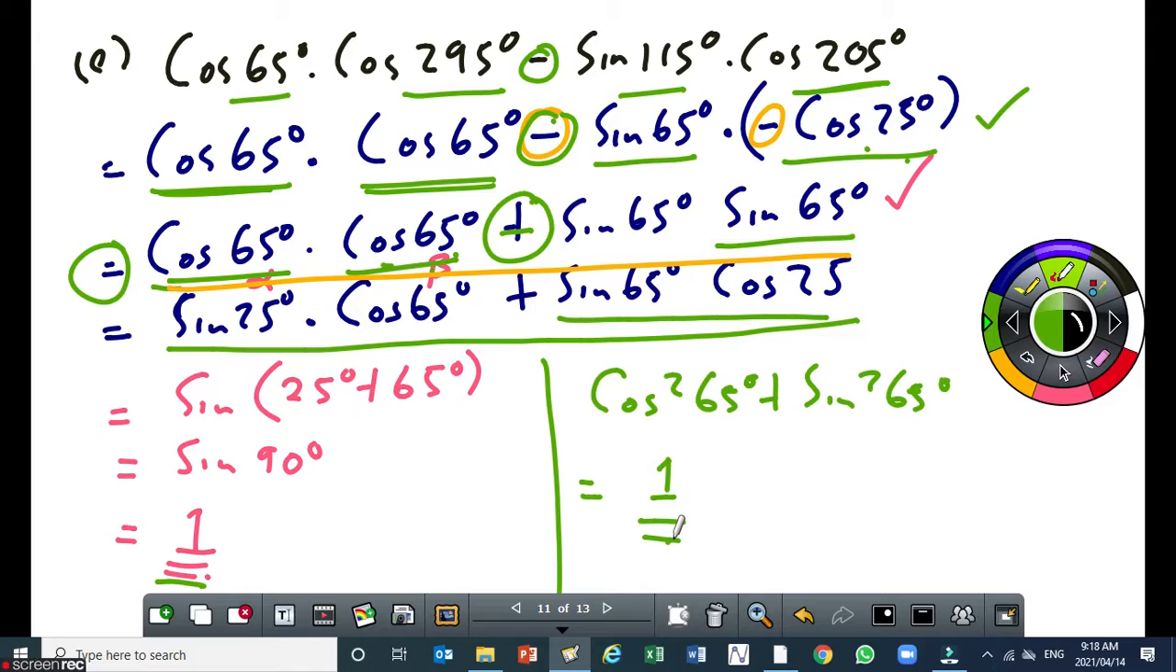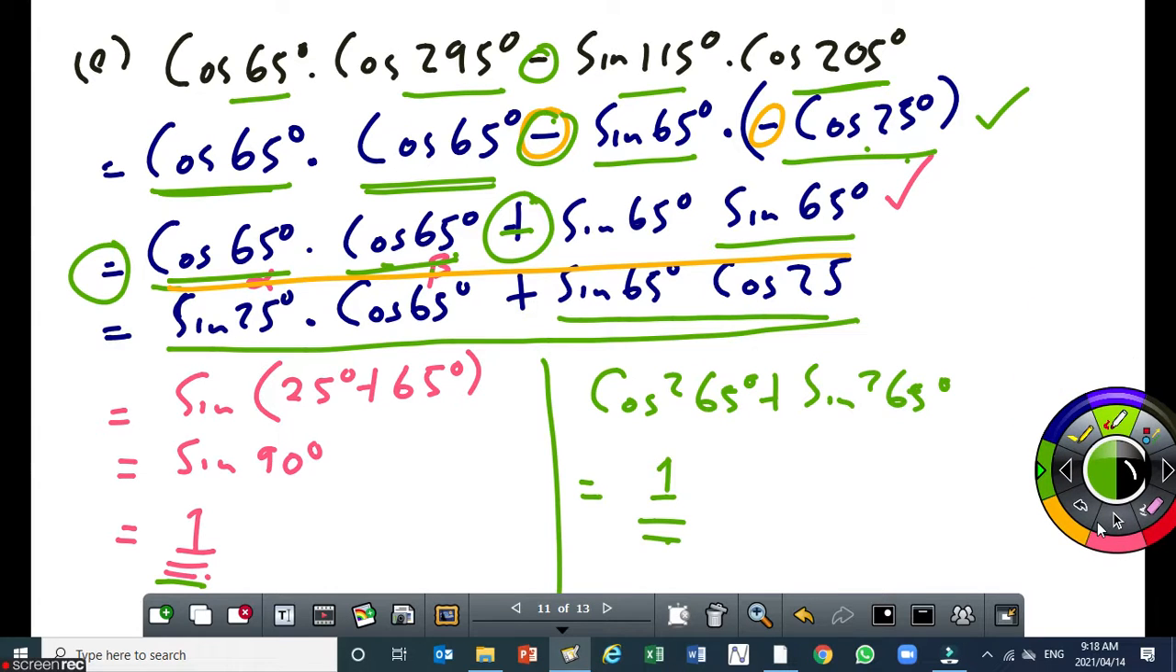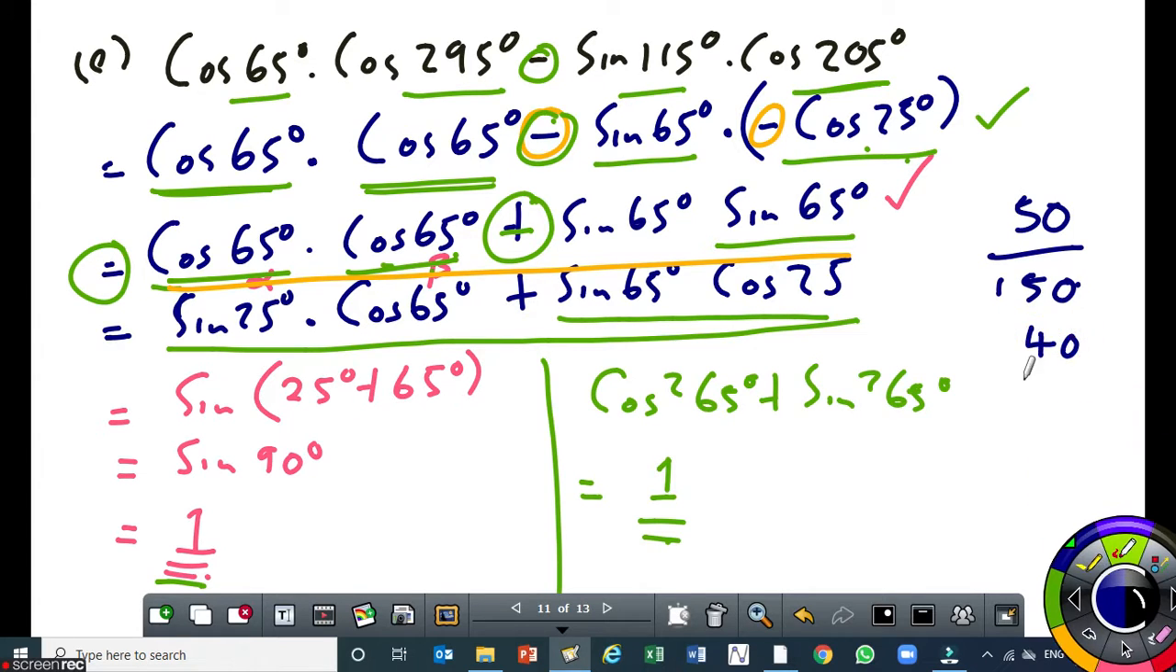Whilst my mind is fresh, from this year for you guys, things have changed slightly. The trig will contribute about 33% of your paper, so about 50 marks out of 150 will be on trig. So it's a very, very important section. If you want to pass matric with a good maths mark, be a master of trig. Then the geometry will be 40 out of 150.